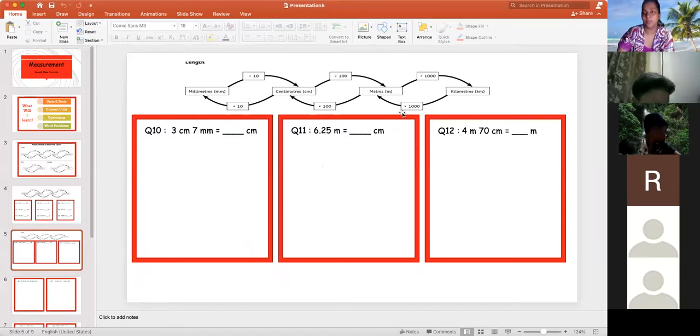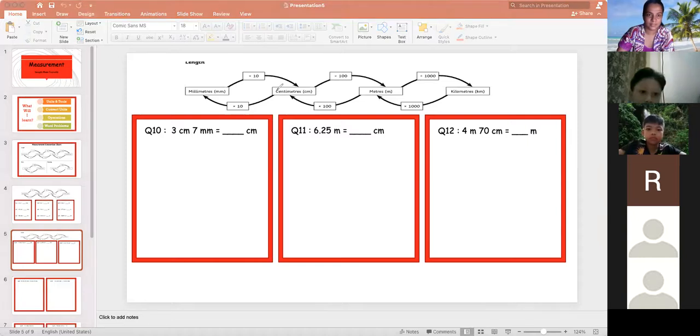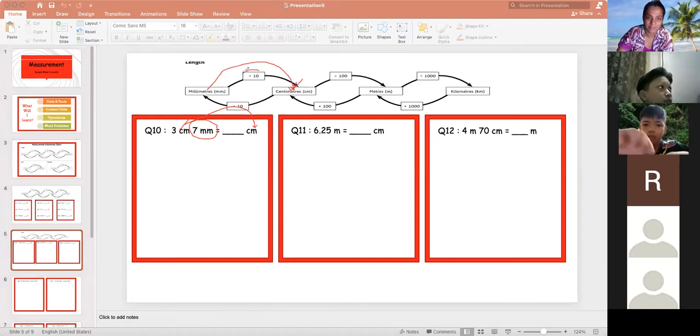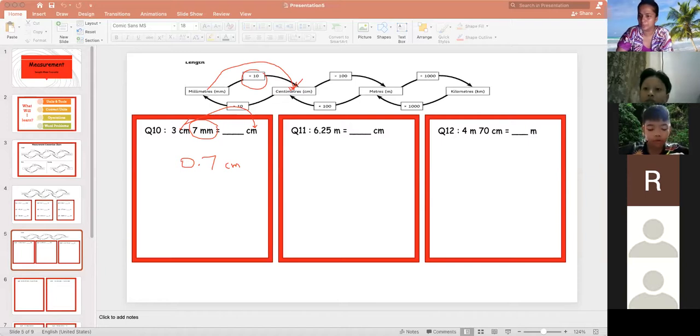3,000. What? Come on. Centimeter, no problem. Okay. Tetapi di sini ada 7 millimeter. That is our problem. So 7 millimeter ni, you want to become centimeter, you must divide by 10. So what happens when 7 divide by 10? You will get 0.7.